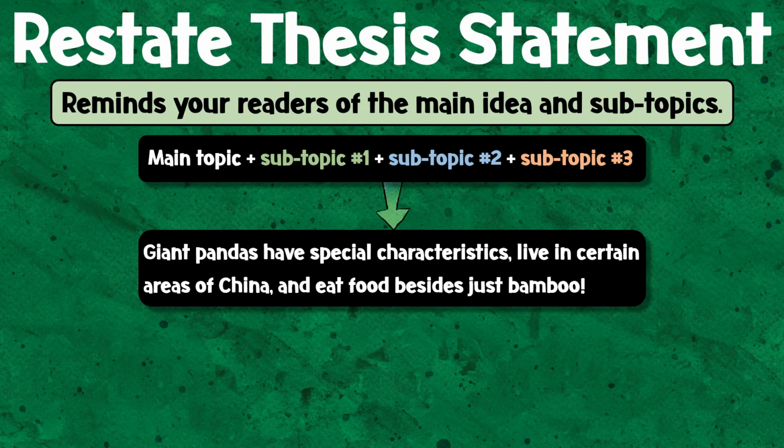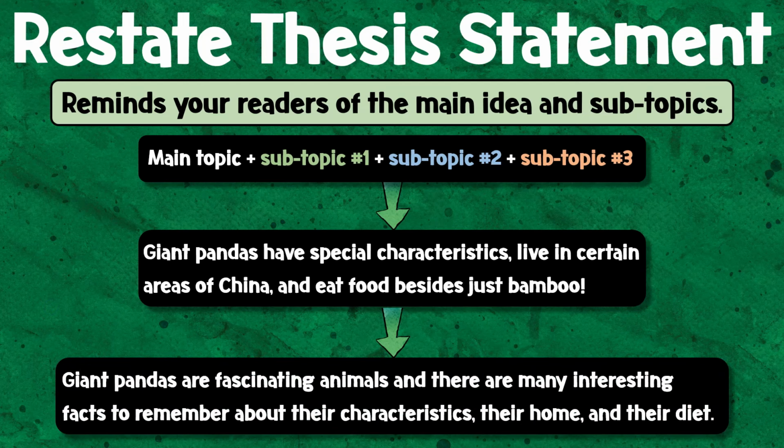Now, you never want to have the same sentence twice in a paper. That's just boring, and there are easy ways to avoid that. So we're going to take these same ideas, follow the formula, but restate the thesis statement in an interesting way, yet still have all the same information. Here's how I did it. Giant pandas are fascinating animals, and there are many interesting facts to remember about their characteristics, their home, and their diet. Now, as you can see, I still have the same subtopics.